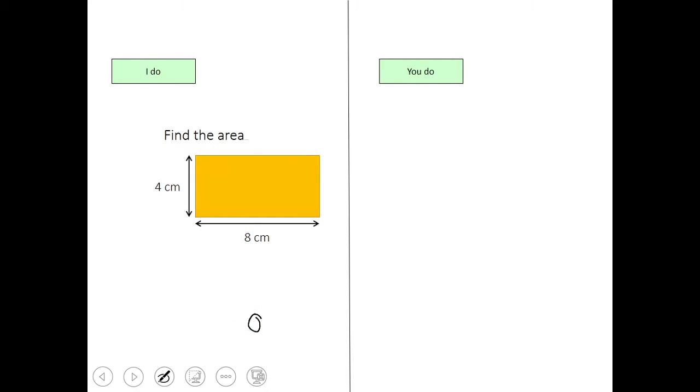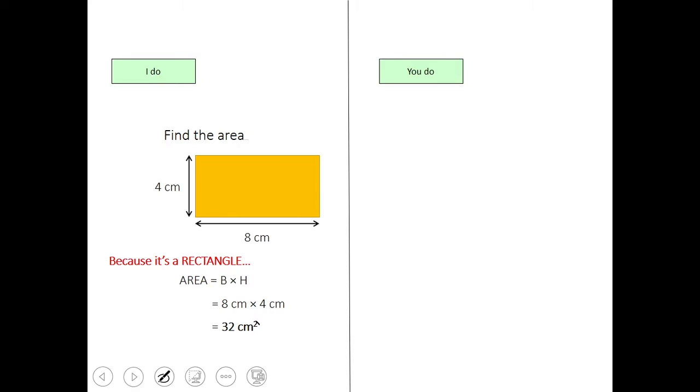Moving on to the next example. So as we looked at before, to find the area of this rectangle, we do base times height, so we need to do 8 times 4, which equals 32 centimeters squared.